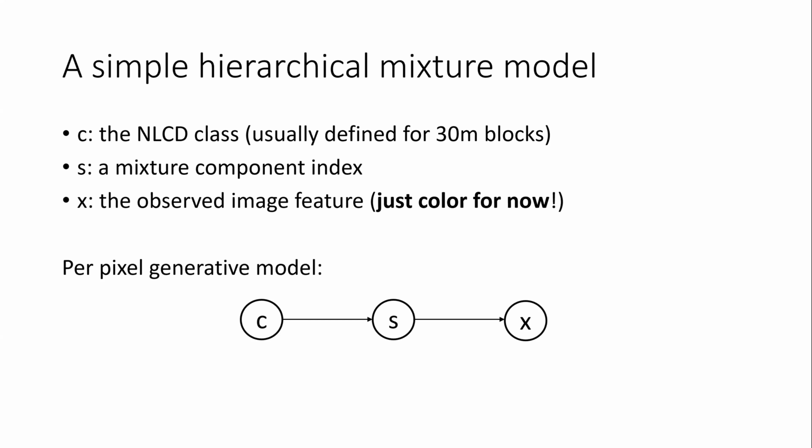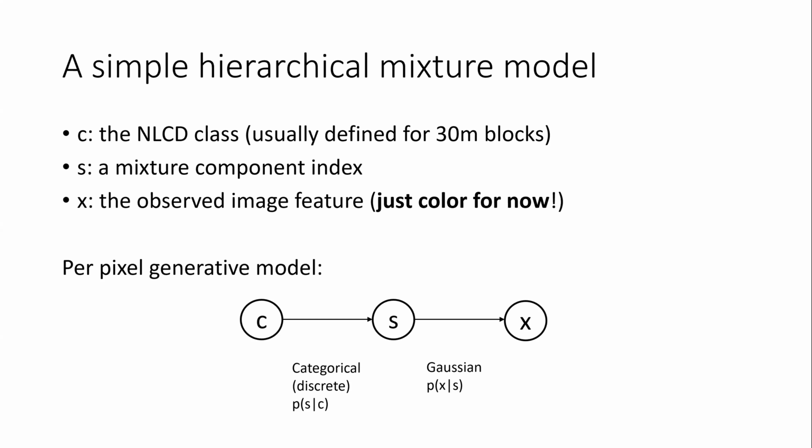It's a hierarchical model. And the idea is that C is this NLCD class. It's usually defined for 30-meter blocks, but I want to now define it for every one of the pixels. S is a mixture component index. So I have 32 different types of colors, let's say, in the image. And then X is the observed image feature. For now, let's just say that it's color. And then I have this generative model per pixel where my mixture component S, one of the 32 possible ways things can look, will generate the pixel X just by drawing from a Gaussian with some mean and variance.